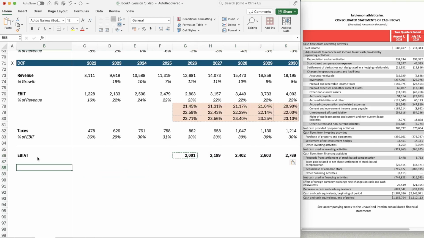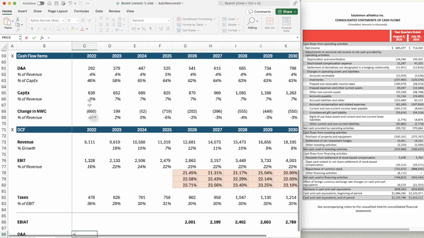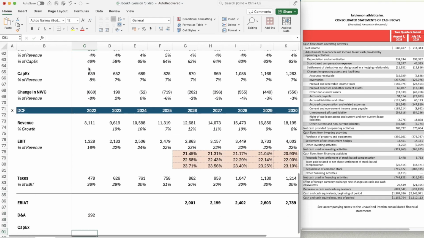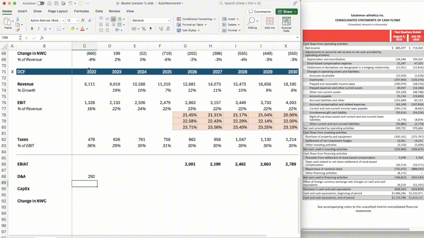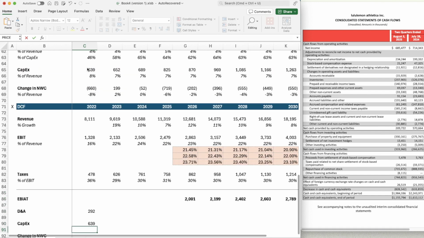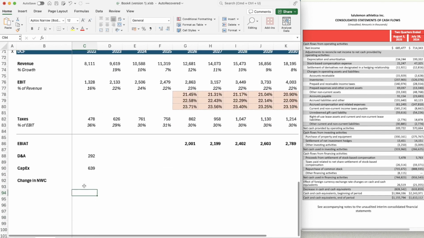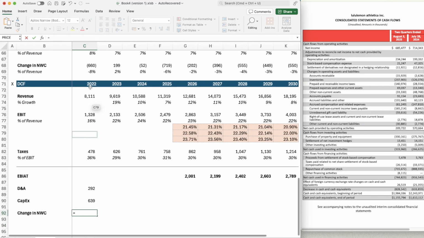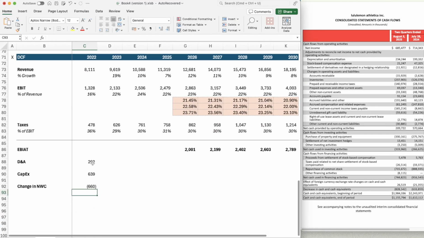And what do we want now? DNA, CapEx, what's the other one? Change in NWC. Looks good, looks good.